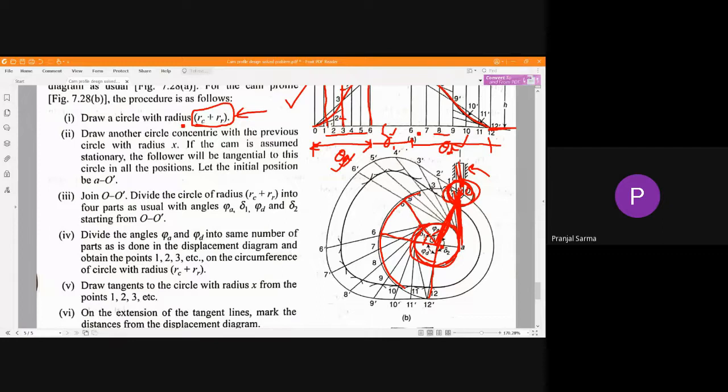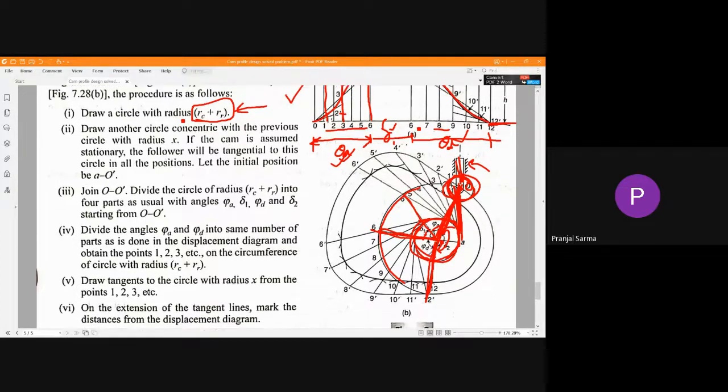As per the given values, we'll just divide those angles here. We'll be making the divisions for the ascent stroke, dwell, descent stroke, etc. The first angle is this 60° up to this much. Next, the dwell angle is 45°, this gives you 45°. Next is the descent stroke, that is 90°, so this is 90°, and automatically this portion becomes the next dwell. This is about dividing this.